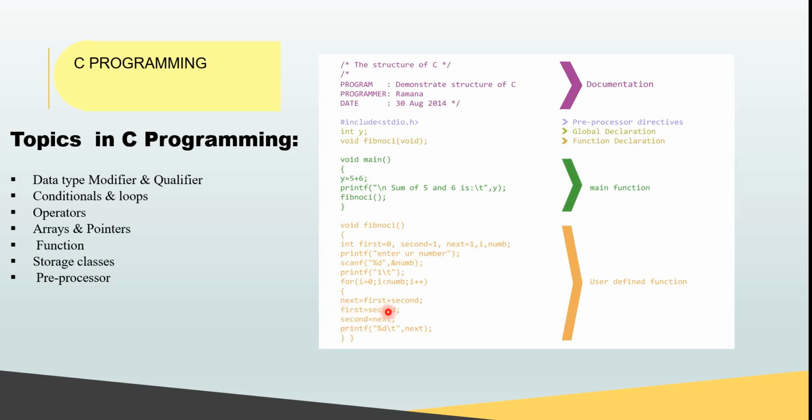And again, second will be stored in first, meaning 1 will be stored in 0's place. Next will be stored in second. So this one will be stored here, and this one will be stored here. Now print next, meaning what will be the next value?